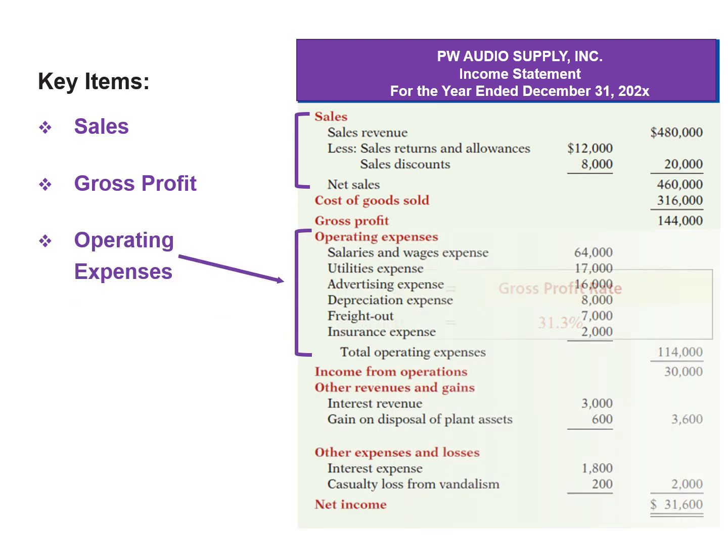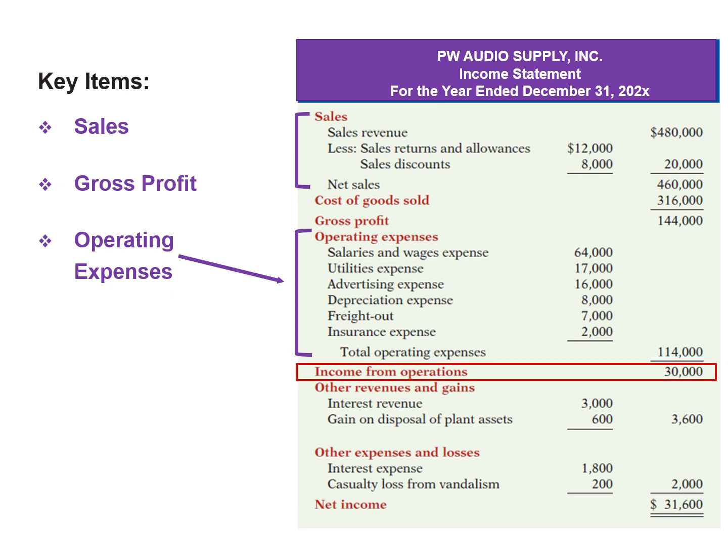$144,000. Operating expenses are the next component in measuring net income. They are the expenses incurred in the process of earning revenue. Operating expenses were $114,000. The company determines its income from operations by subtracting operating expenses from gross profit. Income from operations is $30,000. This is calculated by subtracting operating expenses of $114,000 from gross profit of $144,000.